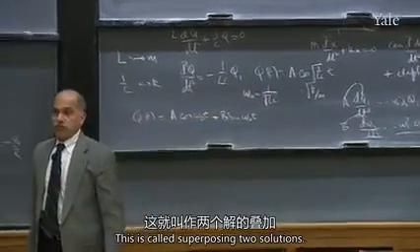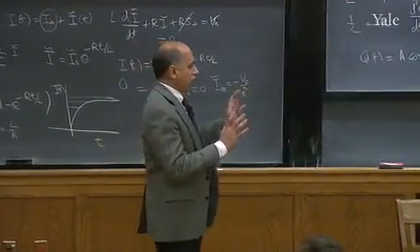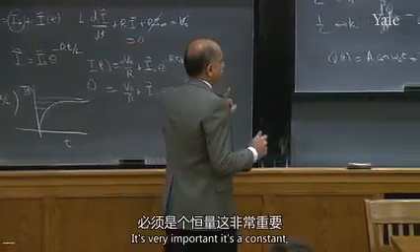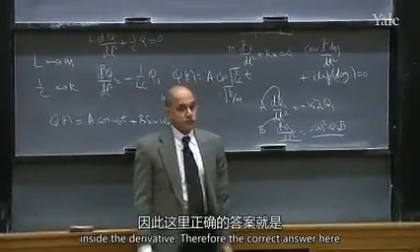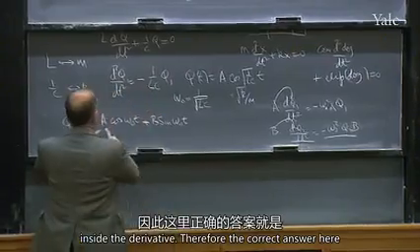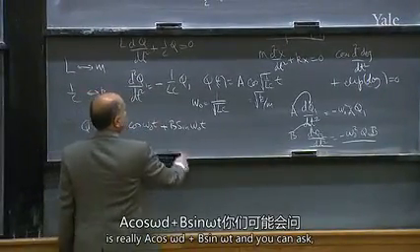This is called superposing two solutions. You've got one solution, another one. You can multiply one by a constant. It's very important it's a constant because that's what lets you take it inside the derivative. Therefore, the correct answer here is really a cosine omega t plus b sine omega t.